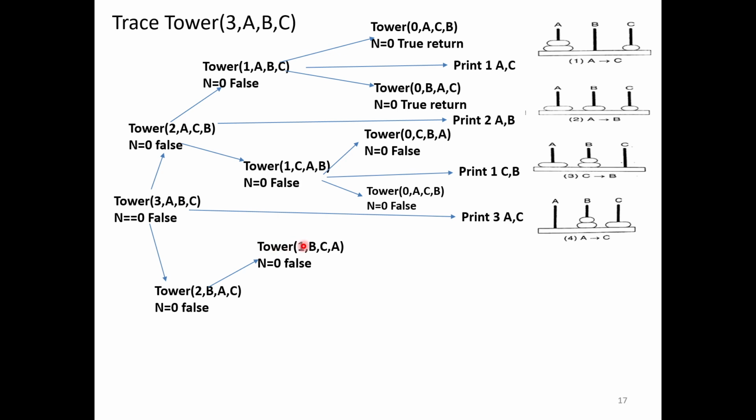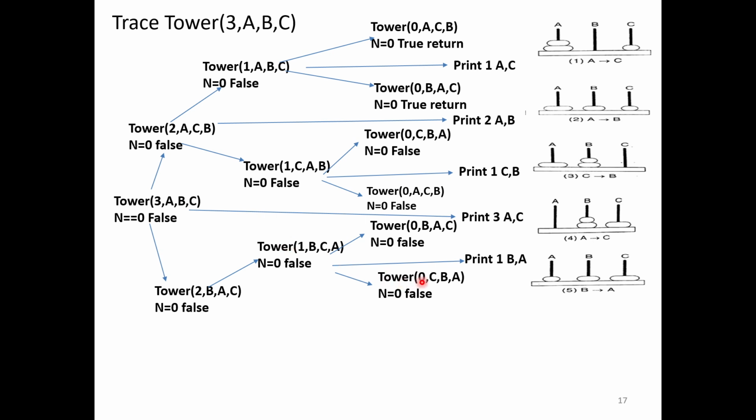N minus 1, 1. B as it is. Interchange these two. C comma A. Is n 0? No. Now, n minus 1, 0. B, A comma C. Is n 0? Yes. So this is called in this step. Now, move disk number 1 from B to A. So you are bringing this to here. In this state also, all are in the proper order.